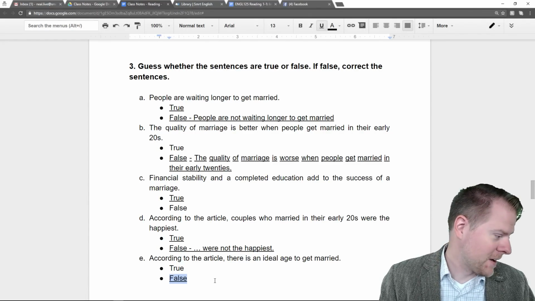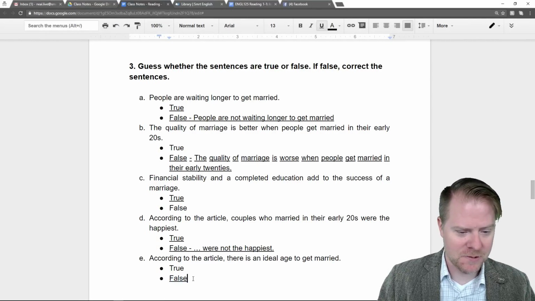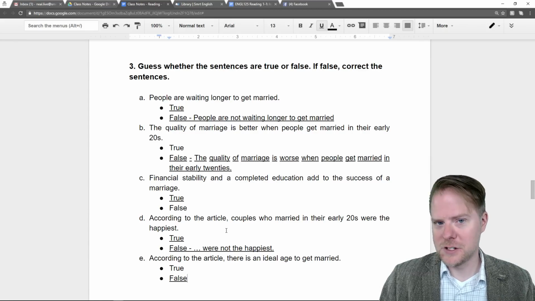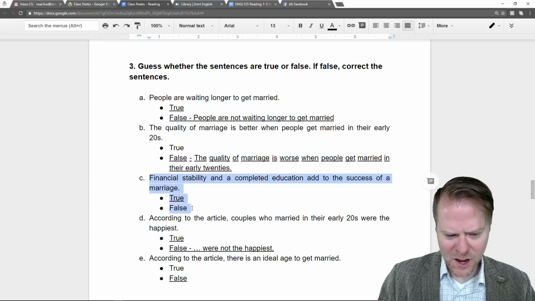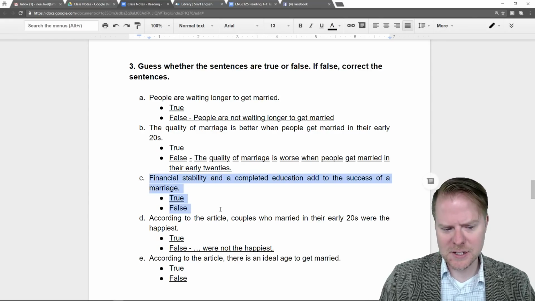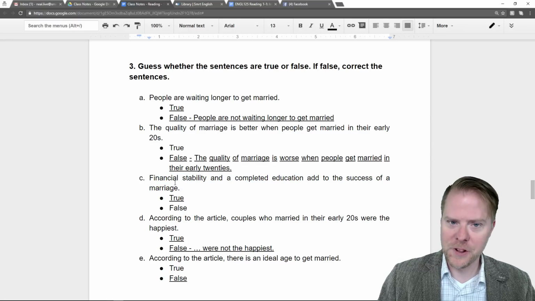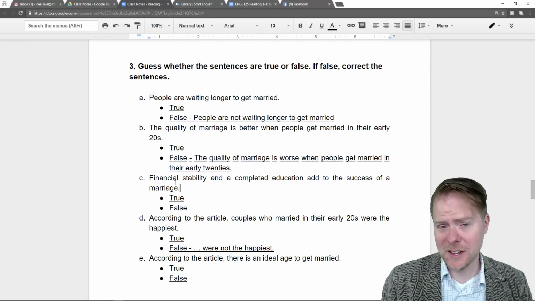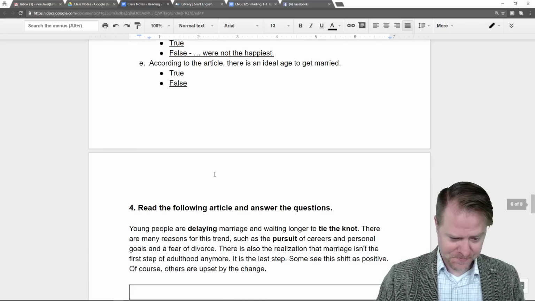Well, there's only one way to find out, right? And that's to read. I think we're ready to read. And this was just guessing, so we don't know yet until we read. Maybe we can go back and check our answers. I think the only one that's easy to predict is C. Financial stability and a completed education add to the success of a marriage. Hopefully you all agree that that is true. It's not the only thing you need for marriage, but it can add to the success.